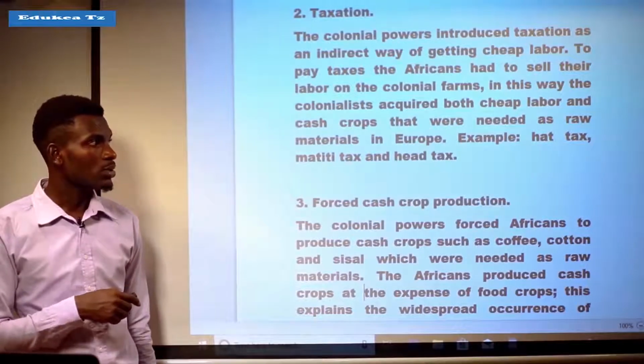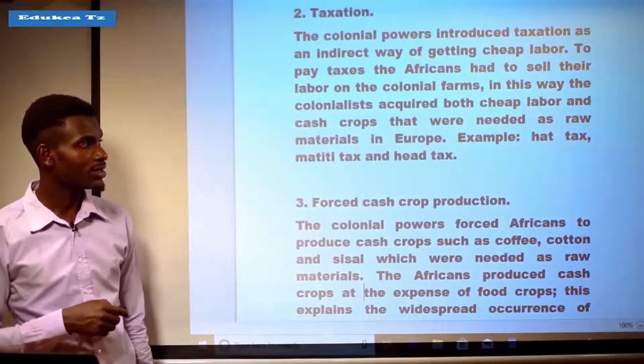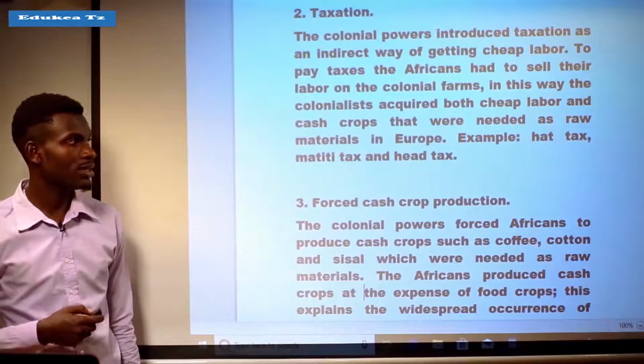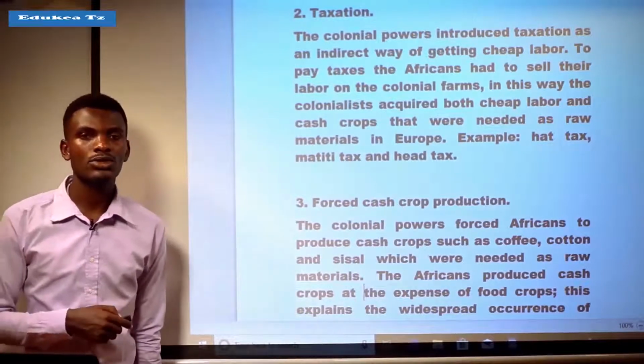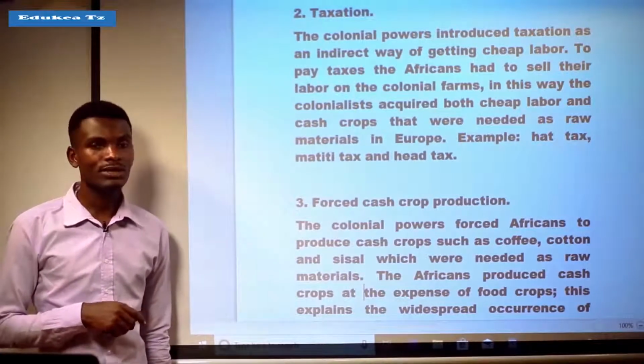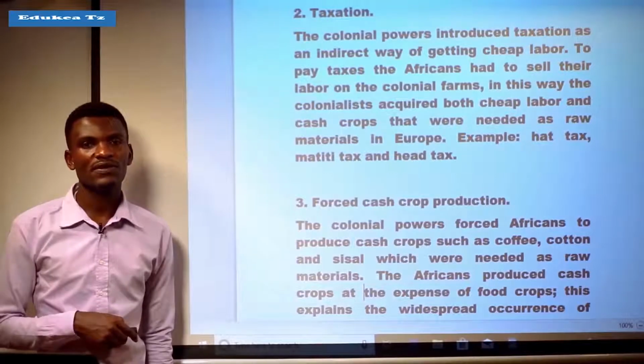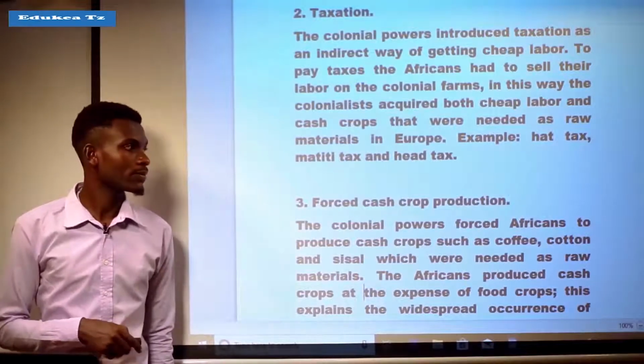Examples were the hut tax, the poll tax, and the head tax. These were examples of taxation which was introduced in Africa by the colonialists.